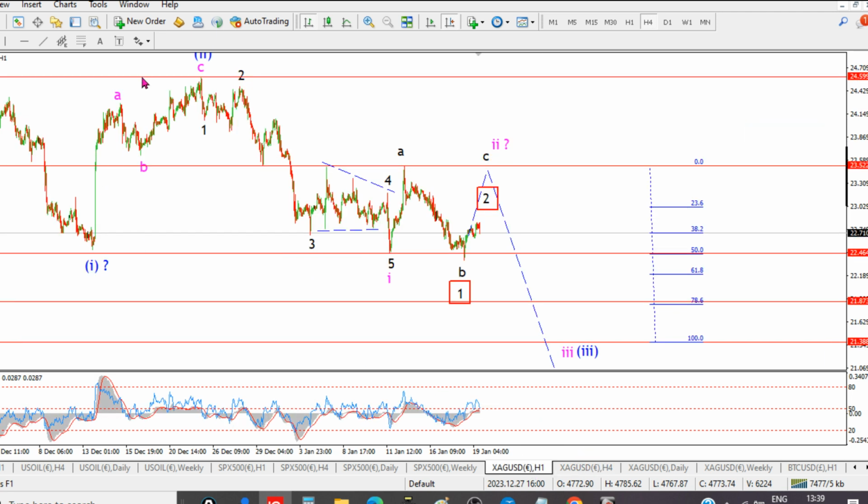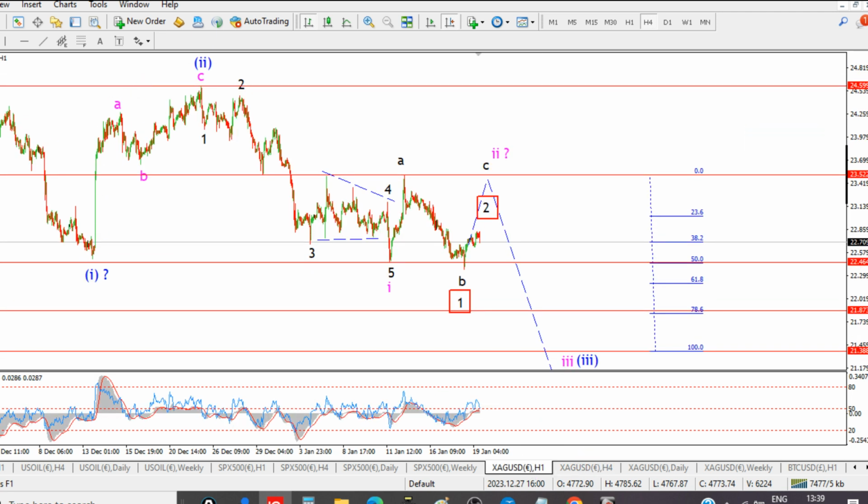The short-term count is probably up for grabs at the moment. We have a wave 1 and 2, and a possible wave 1 looking for that closeout of wave 2 somewhere around 23.50, and then next week we'd look for wave 3 down.